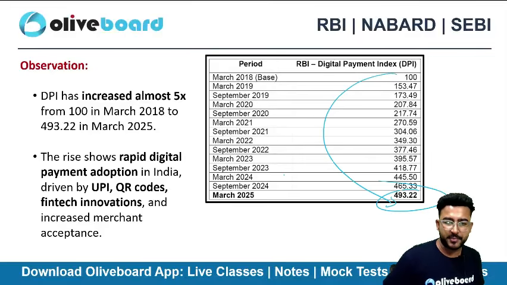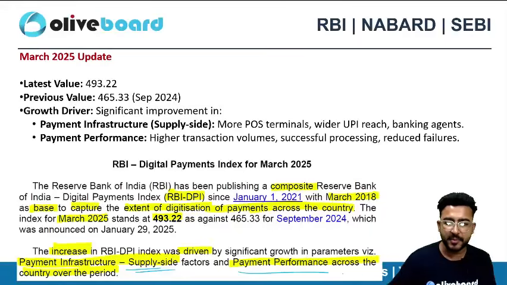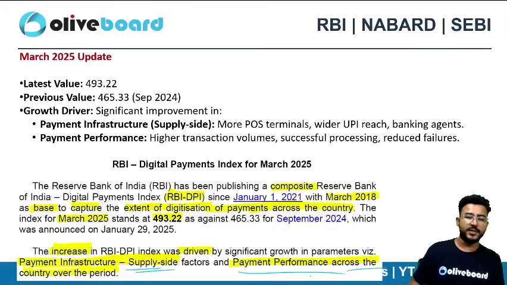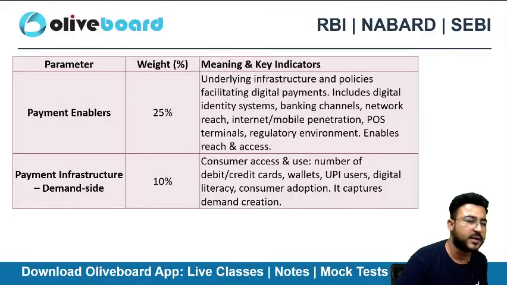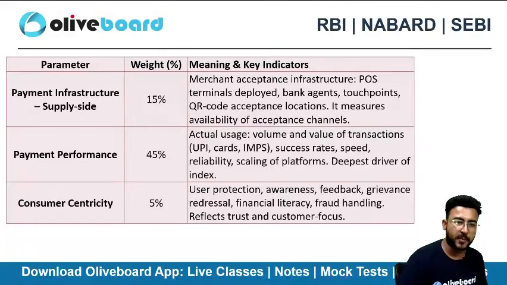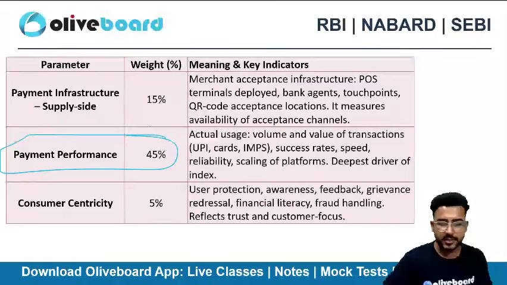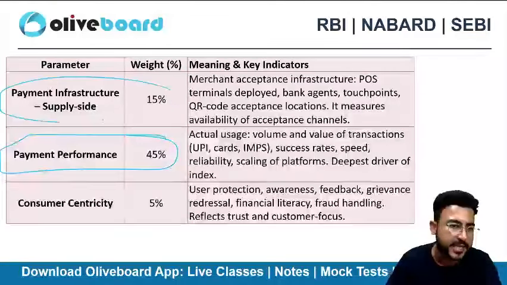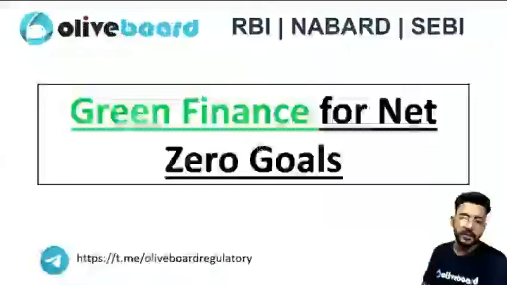5x का ग्रोथ हुआ है यहाँ पे close to, and it is due to payment infrastructure supply side and payment performance. These are the two driving reasons: payment infrastructure supply side and the payment performance, right? This is the data, and there are parameters like payment enablers, payment infrastructure demand side, supply side, payment performance. Payment performance is having the highest weight. So because of payment performance and supply side payment infrastructure, there's an increase in the DPI, right?